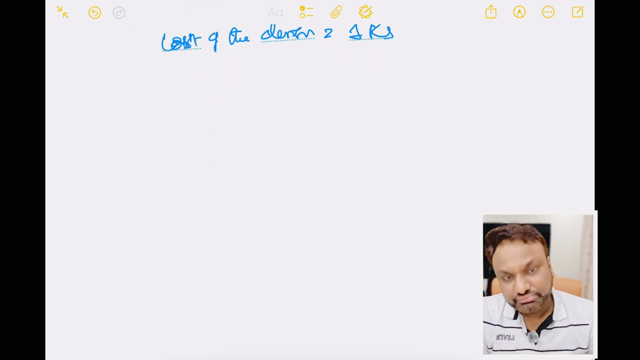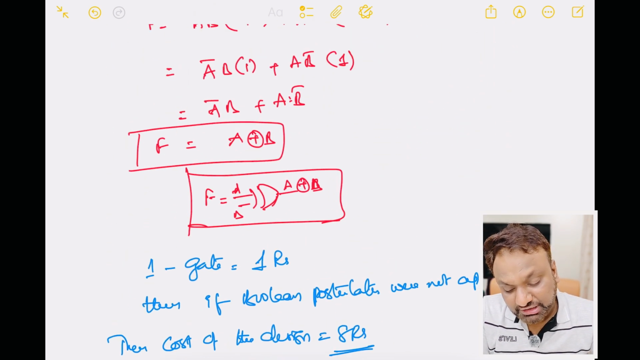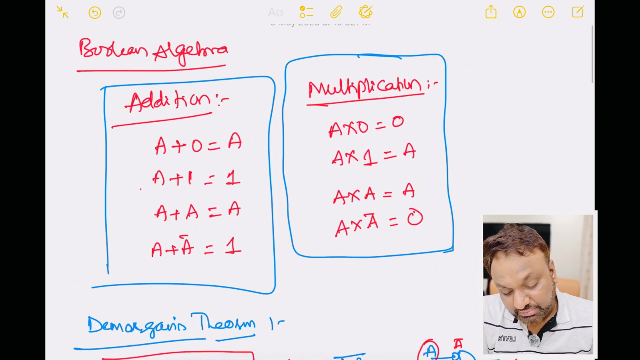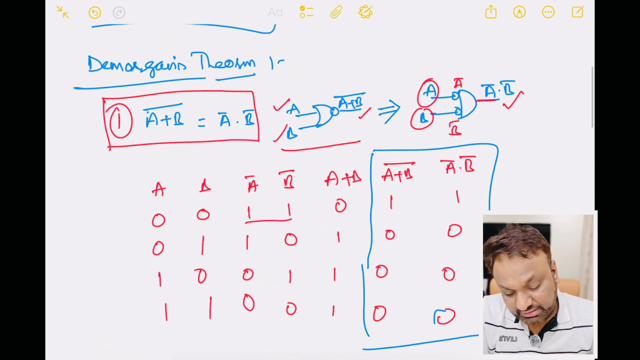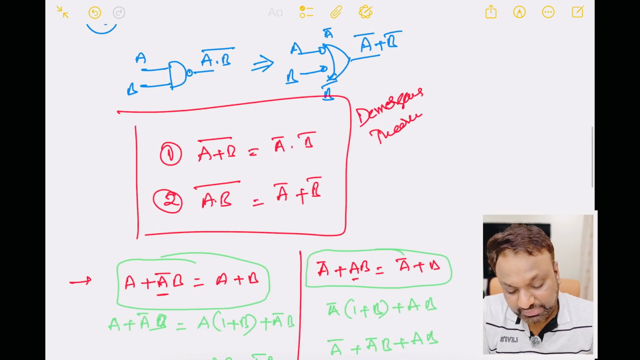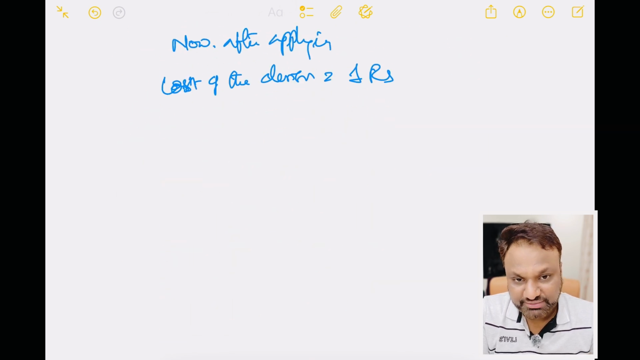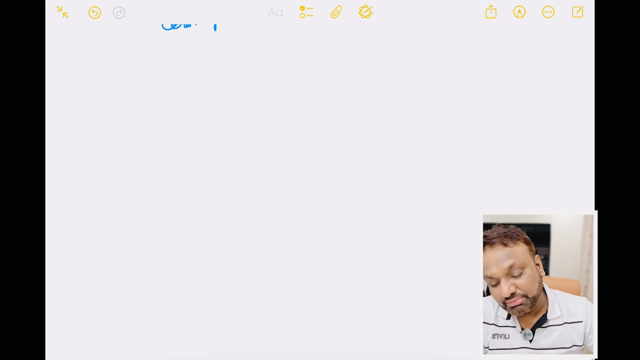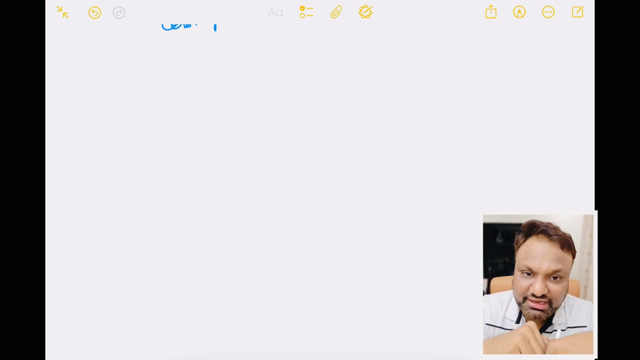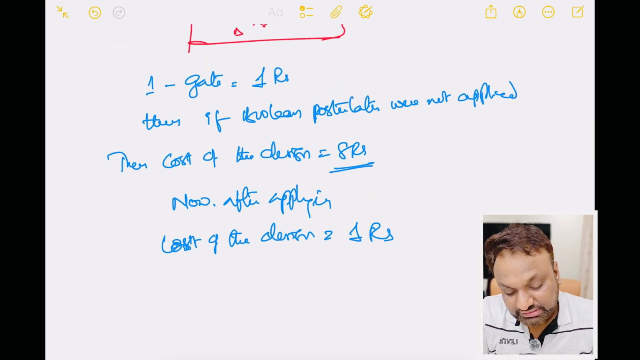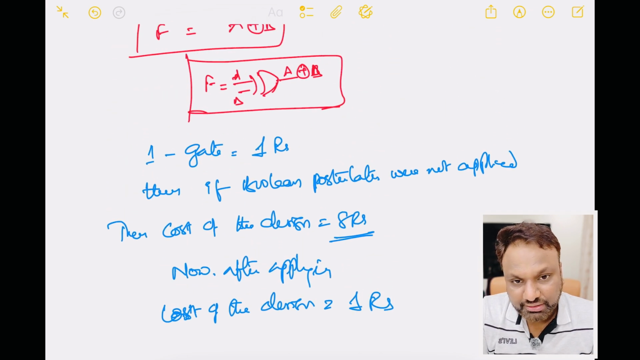I hope you have understood the concept. You can apply all these laws, with respect to addition, multiplication, and DeMorgan's theorem, to any Boolean function, minimize it, and design it. Just remember how to calculate the number of inputs and outputs for a particular design. I hope you have understood Boolean functions, Boolean algebra, and how to minimize a Boolean function.